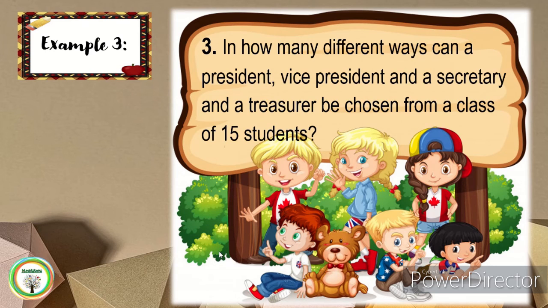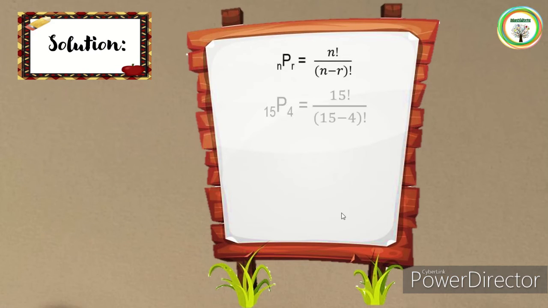Next, the third example. In how many different ways can a president, vice president, a secretary and a treasurer be chosen from a class of 15 students? Okay, so in this example, the value of n is equal to 15, which is the 15 students. Then the value of r is 4, because we have president, vice president, secretary, and a treasurer. So for our solution, permutation of 15 taken 4. Again, the value of n is equal to 15 and the value of r is equal to 4.